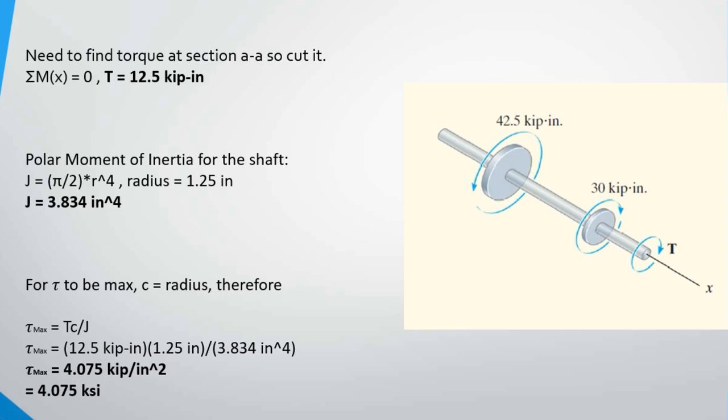Therefore, tau max is equal to 12.5 kilopound-inch times 1.25 inches divided by 3.834 inches to the 4th, and we get that tau max is equal to 4.075 kilopounds per square inch. And we could just convert that to KSI. So the final max shear stress experienced along section AA of the shaft is 4.075 KSI.